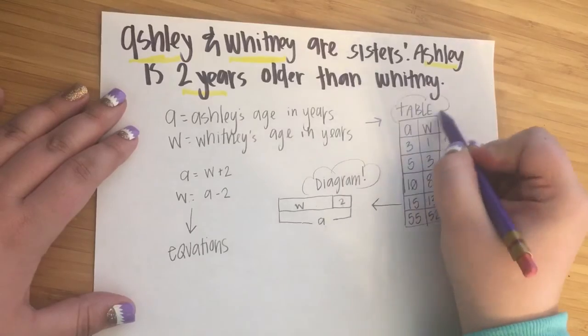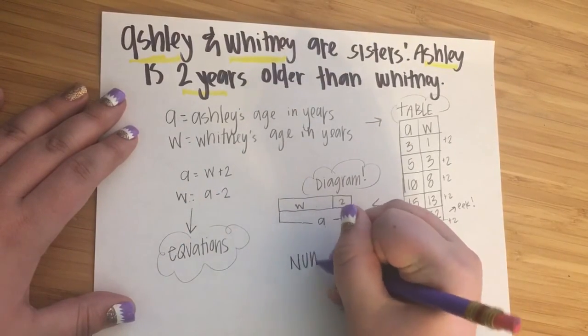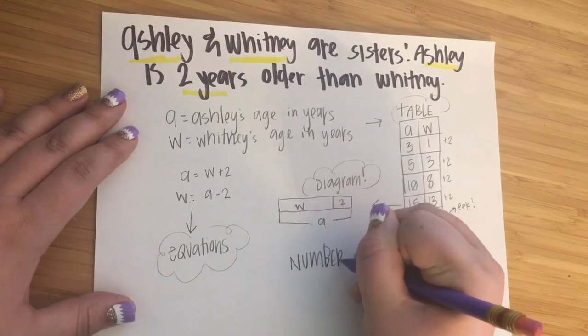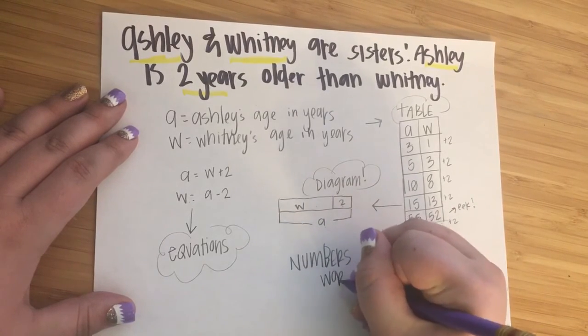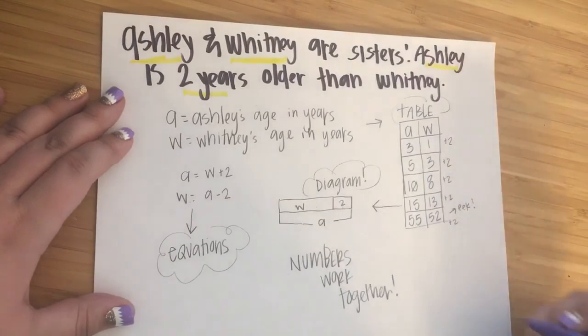These 3, table, diagram, and equations, are 3 different ways to really showcase the relationship between these numbers. You might find one that you prefer and make sure you own it. Numbers work together, you guys, and so do we.